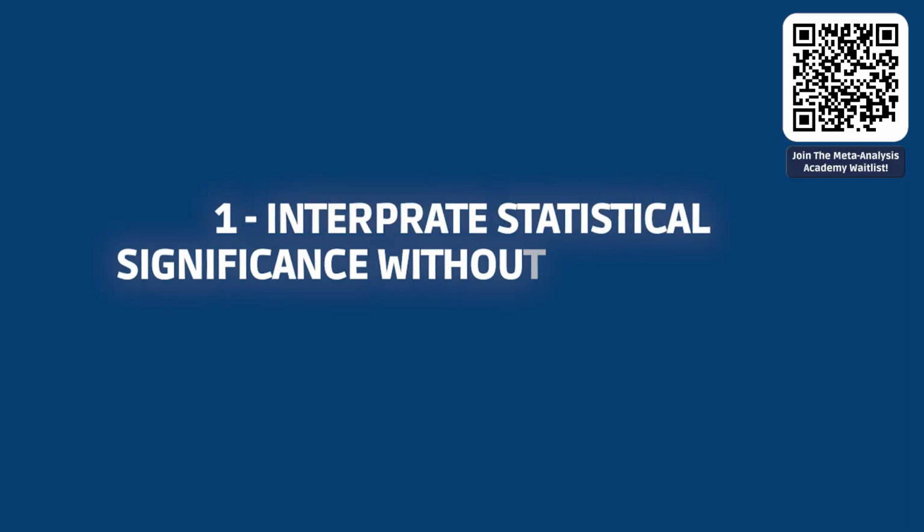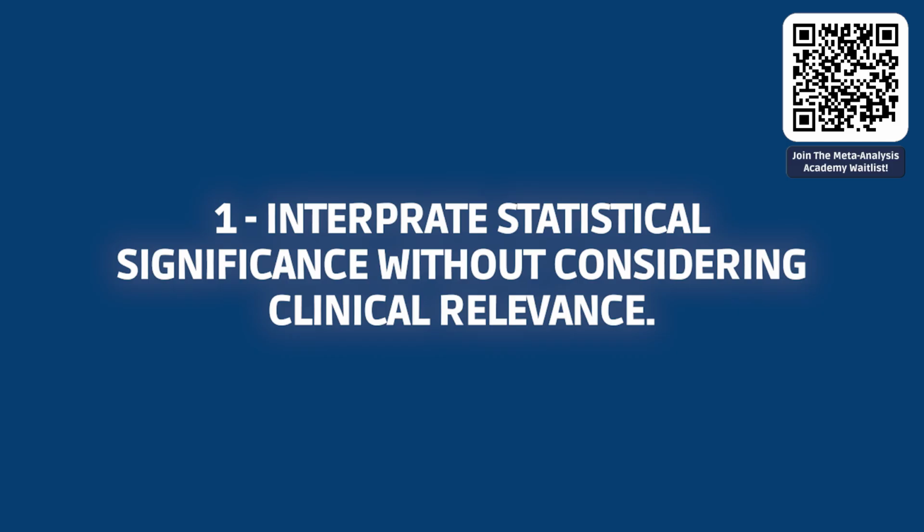So what are these 3 common mistakes that people often make? First of all, is to interpret statistical significance without considering clinical relevance. Let me explain. A p-value less than 0.05 shows statistical significance. But you must also consider the magnitude of effect, the effect size. If the relative reduction or the absolute reduction is minimal without any clinical implication, it doesn't matter what the p-value is, there is no clinical effect.